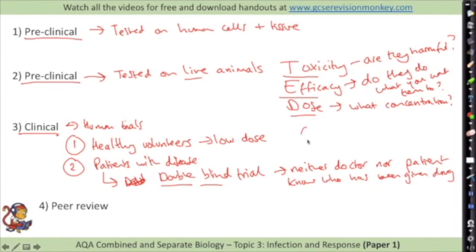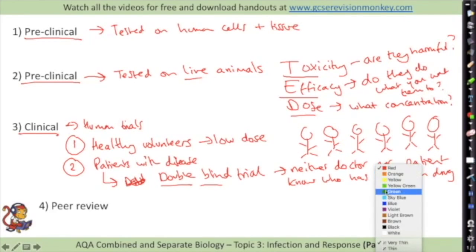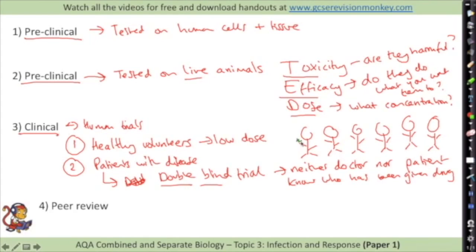So, for example, if you had 6 people that were taking part in this double blind trial, at random, some of the people would be given the drug. So, for example, if it was an injection, some of the people would be injected with the drug, and the other people would still be given an injection, but this time it would just have a sugar solution in it, for example, not containing the drug.